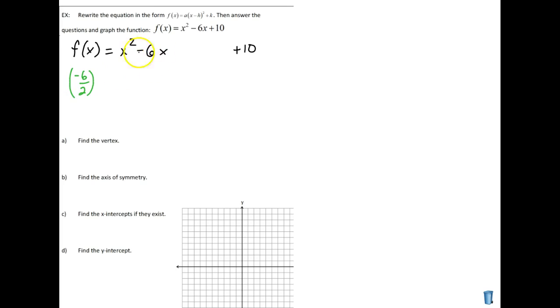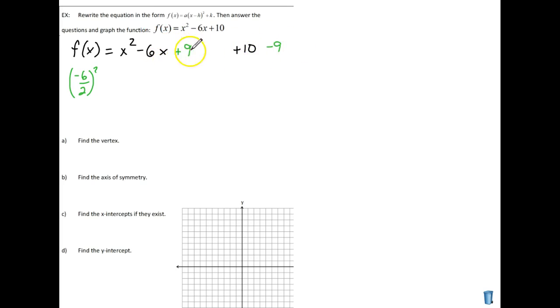So remember, to complete the square, I take half of this b value and I square it. So negative 6 over 2, which is negative 3. Negative 3 squared is 9, right? So I'm going to add 9 here. But notice, since I'm on the same side of my equation, I'm also going to subtract 9, because I have to have it so that I'm not actually changing the value of my equation. So I'm adding 9 and subtracting 9 from the same side.